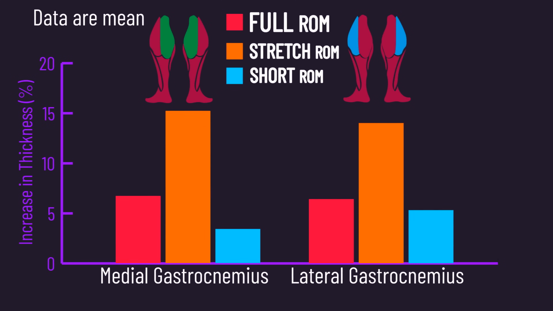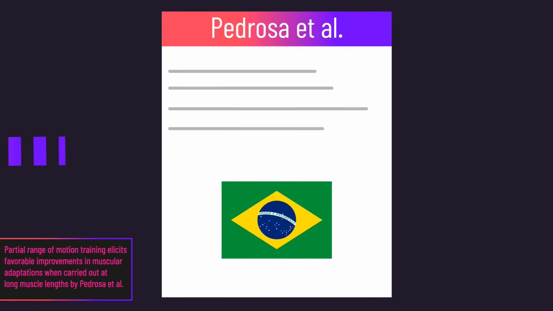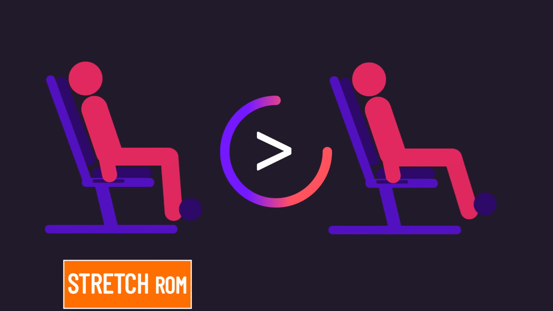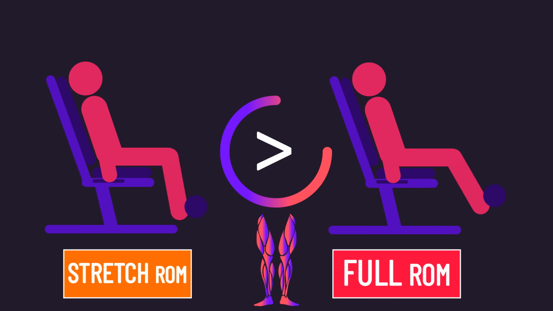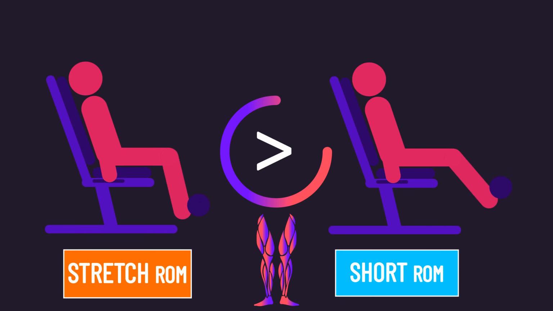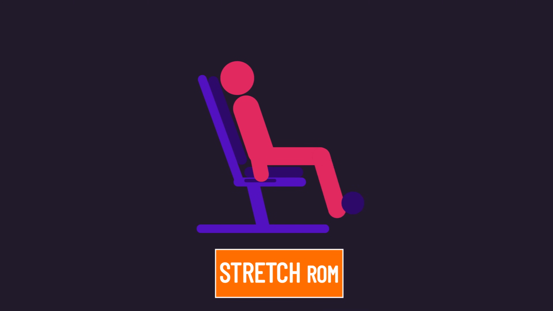Medial and lateral gastrocnemius growth tended to be superior for the partial range of motion at stretched positions versus the two other conditions. There was a previous study last year that comparably found with leg extensions, using a partial range of motion at stretched positions was overall superior for quad hypertrophy to a full range of motion or a partial range of motion at shortened positions. So partials at stretched positions may be superior for hypertrophy.